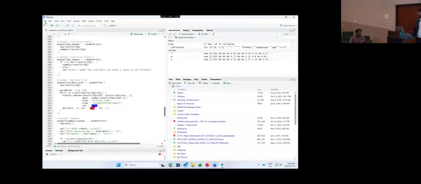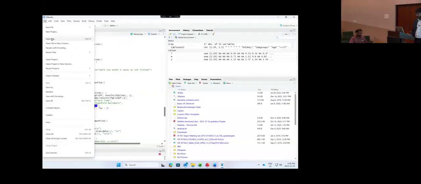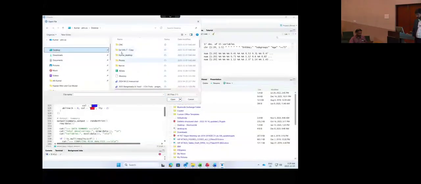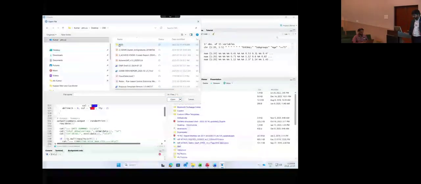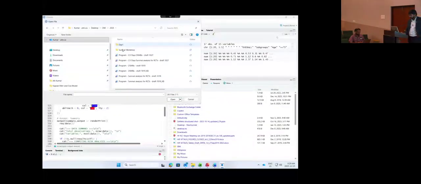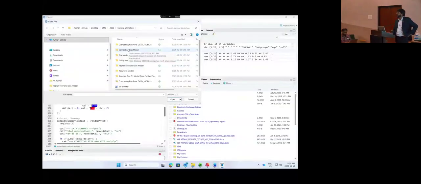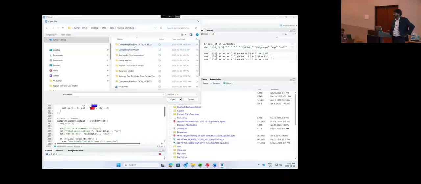Okay, let's go step by step. If everyone can try to access the file, let's go to open file. There should be a file called competing risk model. You guys find it, or you guys have the risk final data, whichever one.